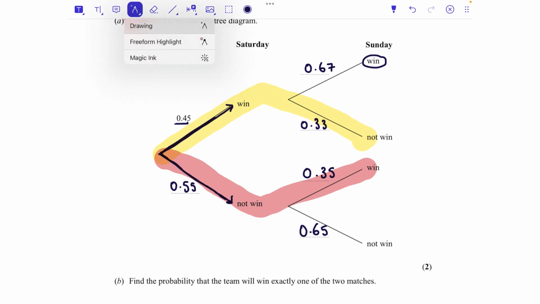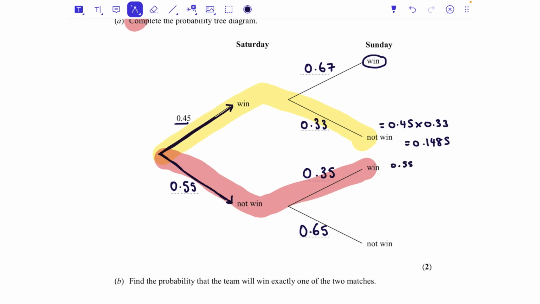Okay, now to find the probability of those things happening, we times along the branches and we add the ones we want. So we want those two. So this is going to be 0.45 times 0.33. Timesing those values together, 0.45 times 0.33 is going to be 0.1485. And then with the pink pathway there, I've got 0.55 times 0.35, and that is 0.1925.